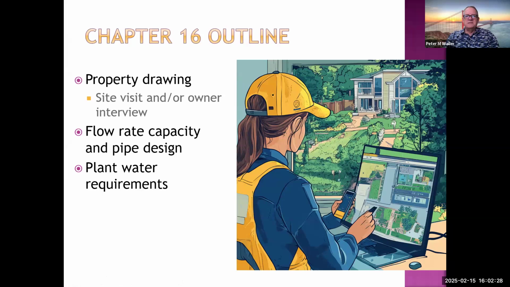Okay, this is the outline. I'm just going to go through some of the steps in designing a landscape irrigation system. So the first step is to make a drawing of the property. And then the next step is to determine the flow rate for the system, which is generally based on the size of the flow meter that the city has installed for the home. And then we'll calculate the plant water requirements.